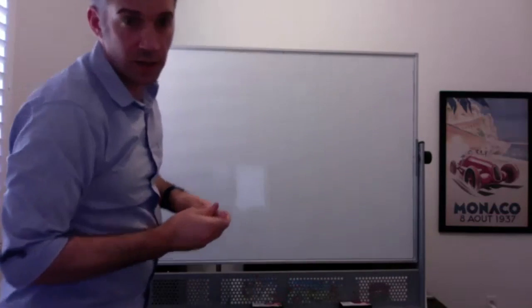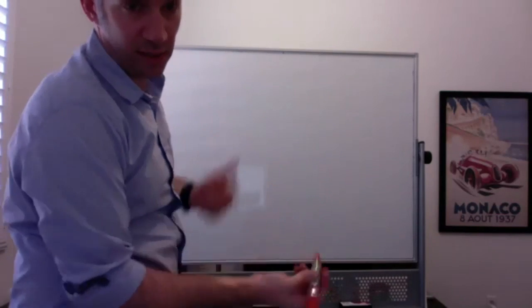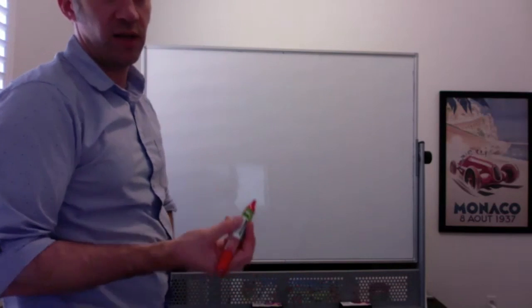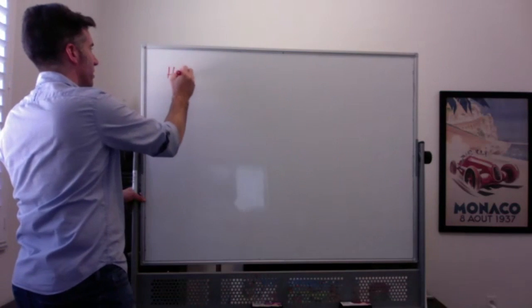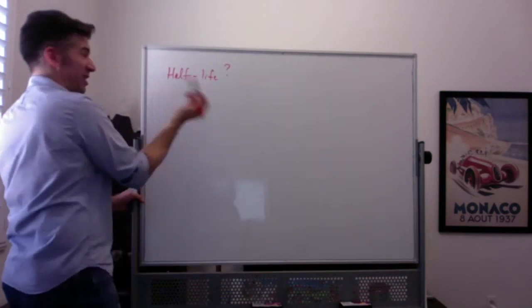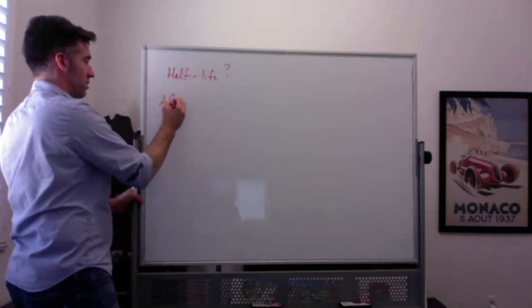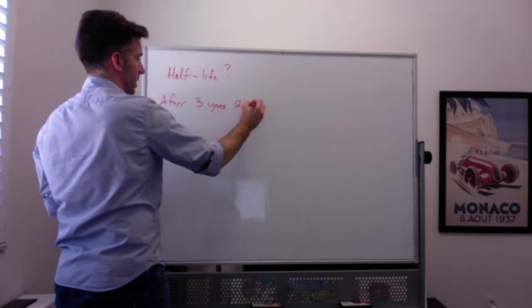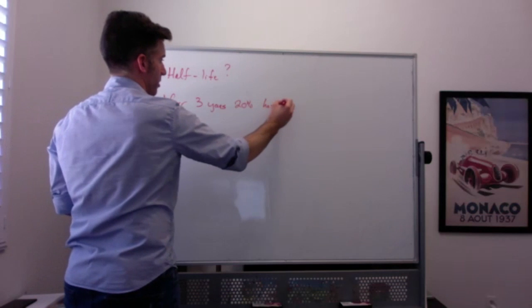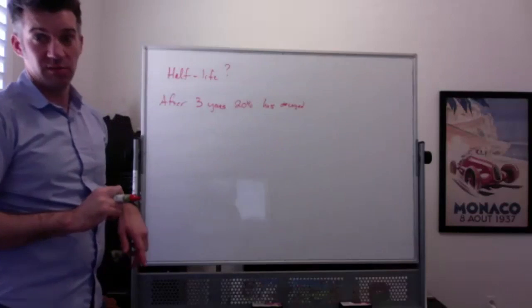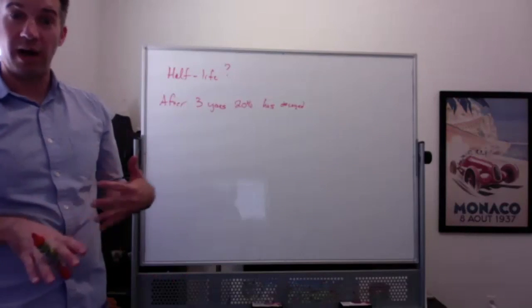So the last example on the blank notes: we're going to find the half-life of a radioactive material if after 3 years, 20% has decayed. So I want to know the half-life. What I know is it's radioactive, and after 3 years, 20% has decayed. And this is kind of meant to trick you. I don't really want to trick you, but I want you to be aware of how someone might try.